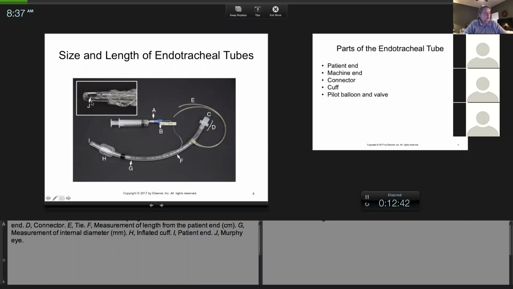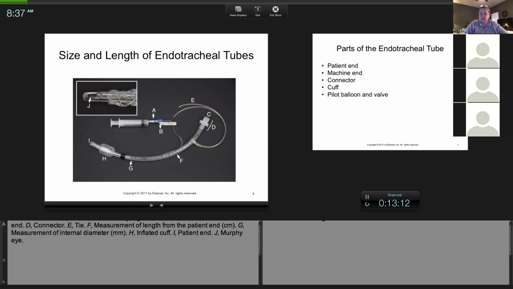Here's the tip of the tube, and letter J is the Murphy eye. If for some reason the end of this tube got obstructed with mucus or something, the animal could get air, oxygen, and anesthetic through that hole. So the side eye or the Murphy eye is just another opening to access air if the end gets plugged for some reason.